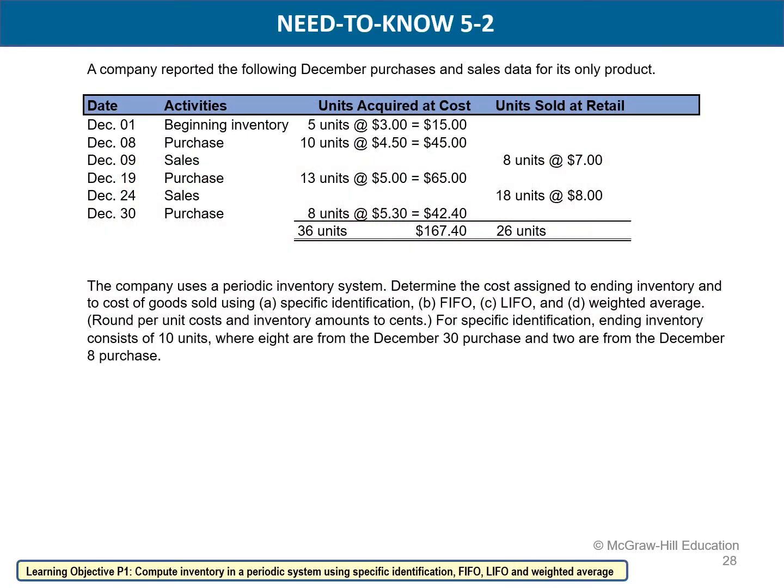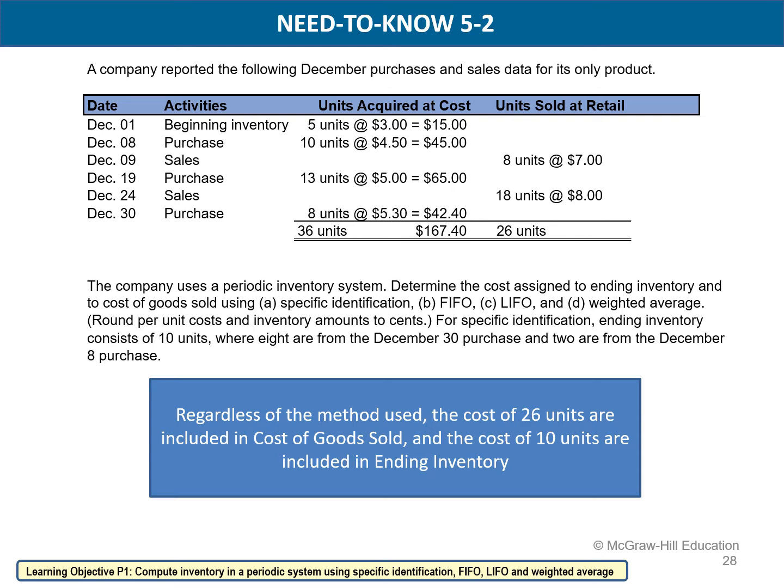All right, so let's see if we can work through some examples and hopefully this will start to make some sense. So, company uses a periodic inventory system. Determine the cost assigned to ending inventory and cost of goods sold using all four of the methods. So for specific identification, the ending inventory consists of 10 units, where 8 are from December 30th and 2 are from December 8th. All right.